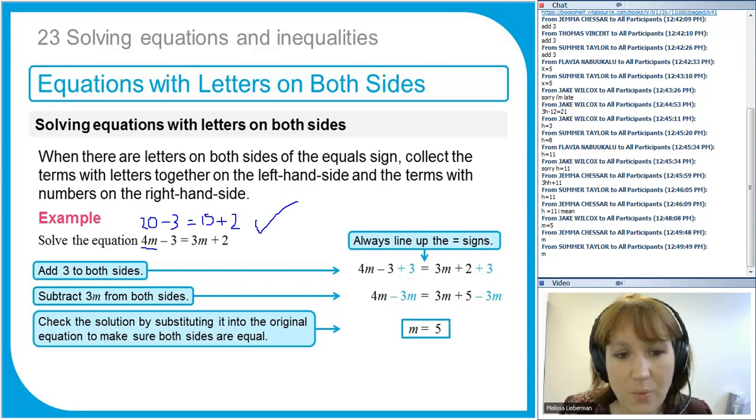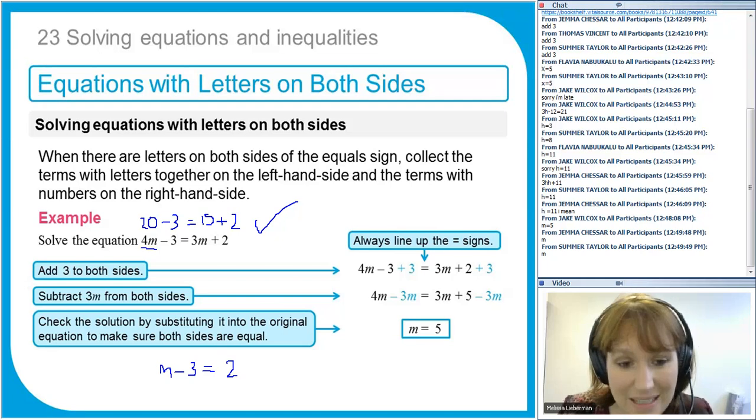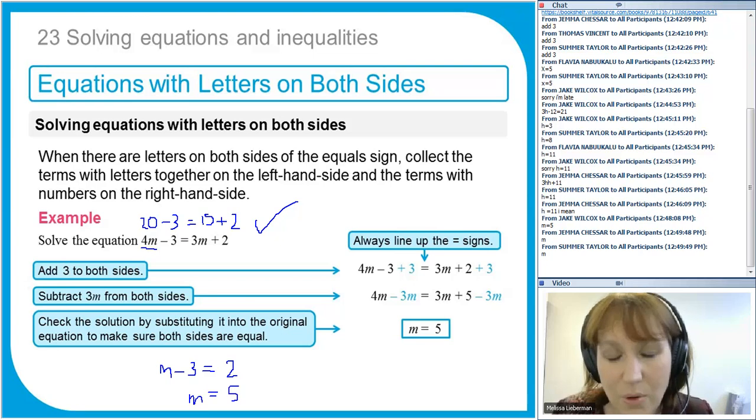Perfect. If we'd done it the other way, if we subtracted 3m in the first step, that would have worked as well. So if I take away 3m from both sides, I would have ended up with m minus 3, is equal to, I've subtracted 3m, so I'm just left with 2 here. And then to get our m on its own, I need to add 3 to both sides. m equals 5. So you could have done it that way as well. And I'm doing the steps where I'm doing the same thing to both sides in my head, and that gives me the answer there. Happy with that?